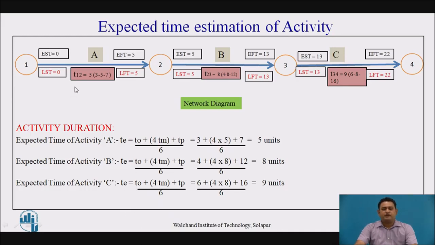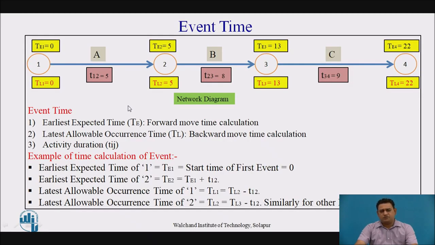After getting this, we calculate the project duration of the particular project. Here are the event times. When we observe, these yellow color boxes represent the event times. In this, the event has the capital TE. This is the earliest expected time, which is a forward move from the left hand side to the right hand side, and the time is calculated from the left hand side to the right hand side.